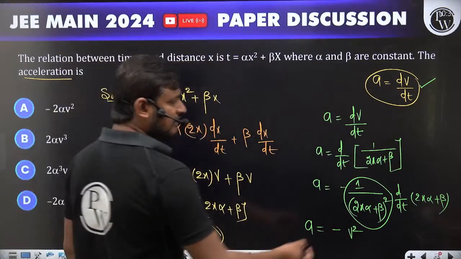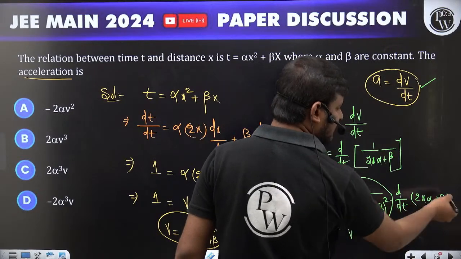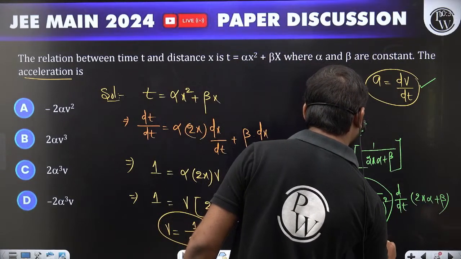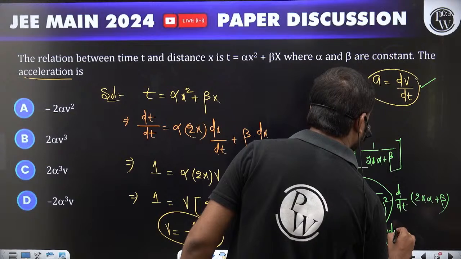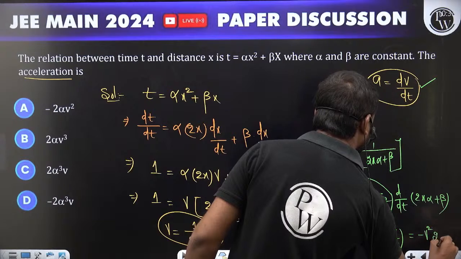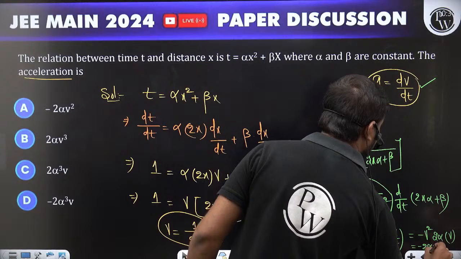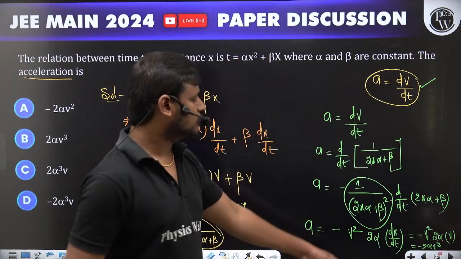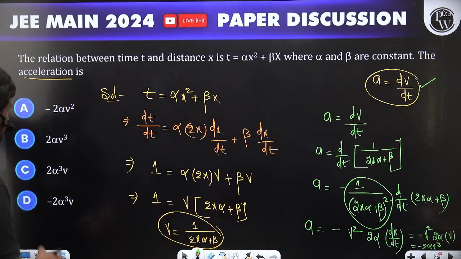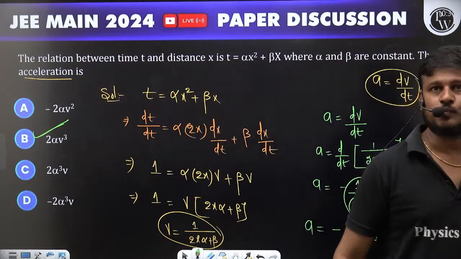Then d by dt of 2x alpha plus beta. d by dt of beta is however 0. So then I can write 2 alpha into dx by dt, right? And 2 alpha into dx by dt is velocity. So we get minus 2 alpha v cube. Just take the magnitude, we got option B, 2 alpha v cube.